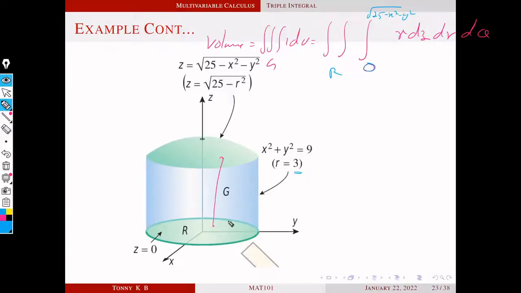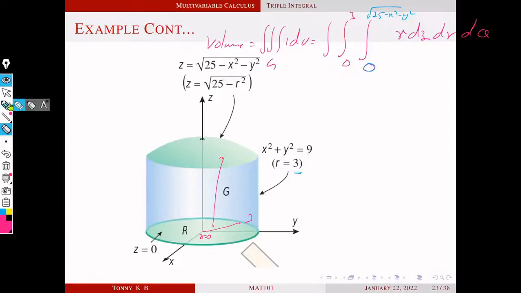Clear. We have to cover this region. We have to integrate over this region in polar coordinates. That means, what is the range of r? r should vary from this point up to the boundary. So what is the lower value of r? r equals 0 to r equals 3. Right. So r is varying from 0 to 3.